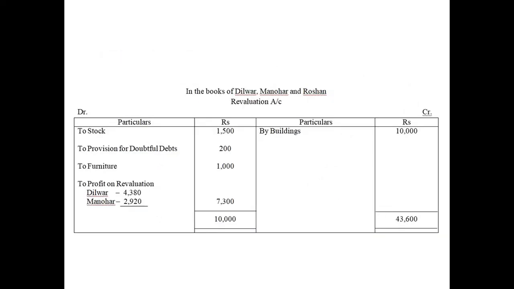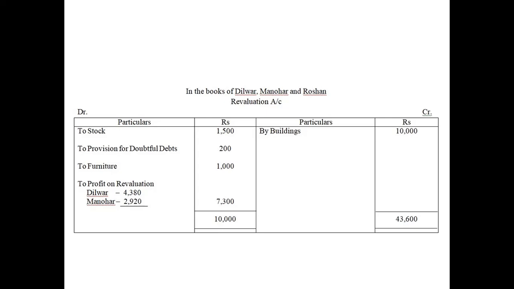We will see the revaluation account. I don't think I have to explain it in detail because we already know this. I will just tell you about the provision for doubtful debts. You can see point number 2 here. The old provision is 800, but the new provision is 1000. Provision is a liability, so the liability is increasing, isn't it? Whenever a liability increases, it should be kept in the debit column of your revaluation account. That is why 200 is appearing here.